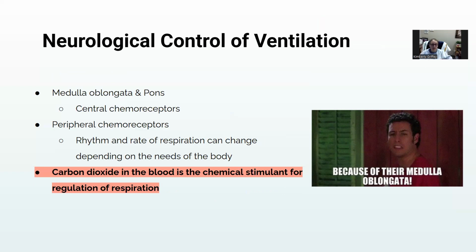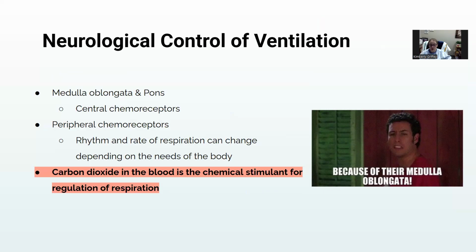And then if you guys remember back when you talked in neuro, the drive to breathe, or the control of ventilation, is all in the medulla oblongata and the pons. And those are your central chemoreceptors. Do you remember what chemoreceptors are?